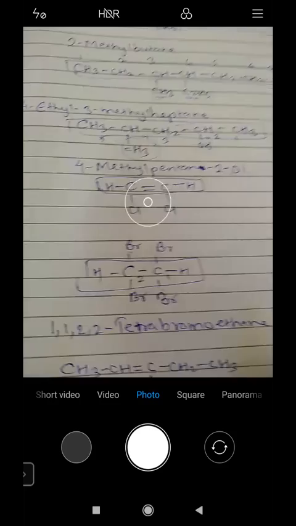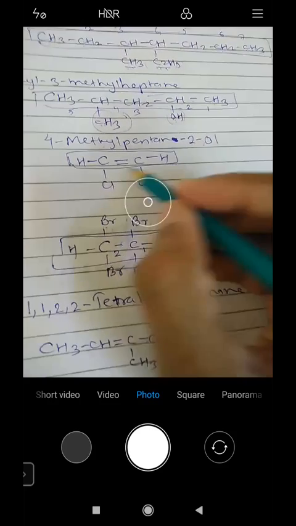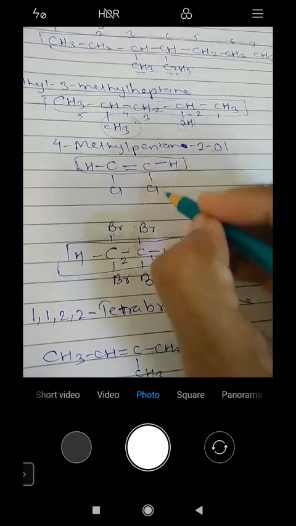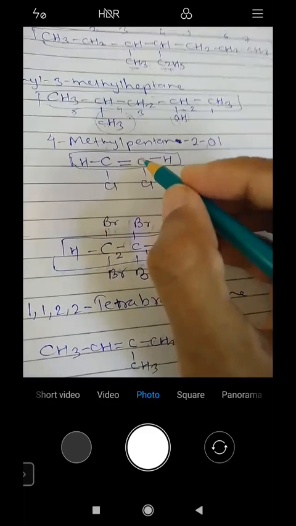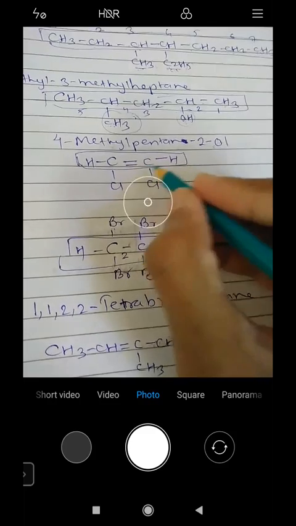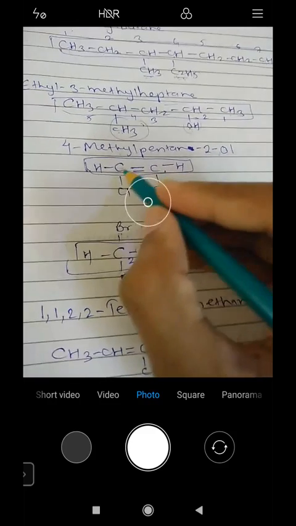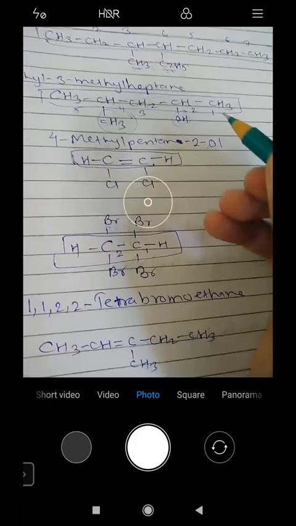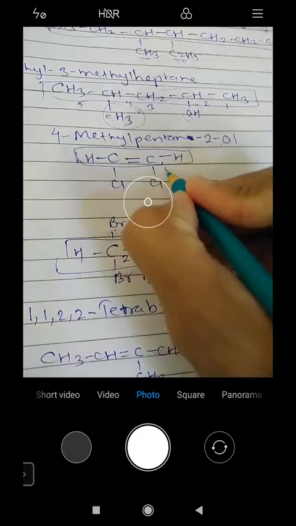So this is our longest chain. So I have selected the longest chain. I will number it from either side because from both sides it can be numbered right now. Here, whether we number from here or from here, the alkene comes at the same position. You can see by yourself. So I am numbering from the right side.